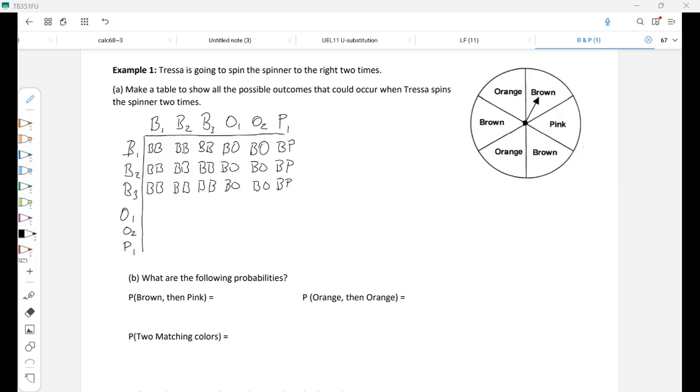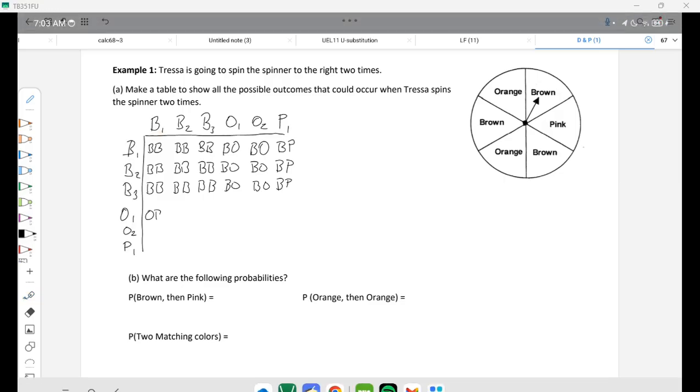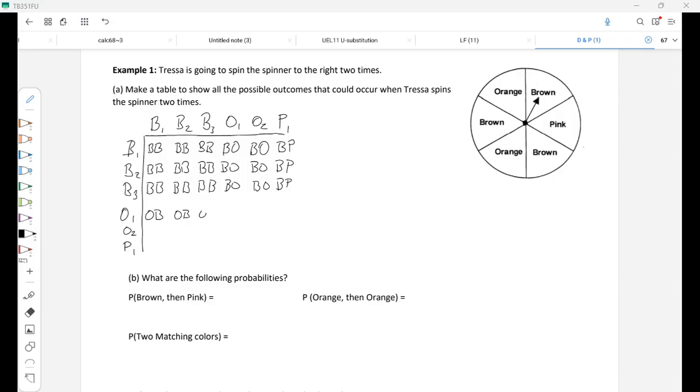And our next 2 rows are going to be what happens when you get an orange on the first spin. So I'm going to start with my O, and I'm going to end up writing OB in this first space. OB, OB, OO, OO, OP. And I'm just going to repeat that line because the next line does also represent an orange on the first spin. OB, OB, OB, OO, OO, OP.